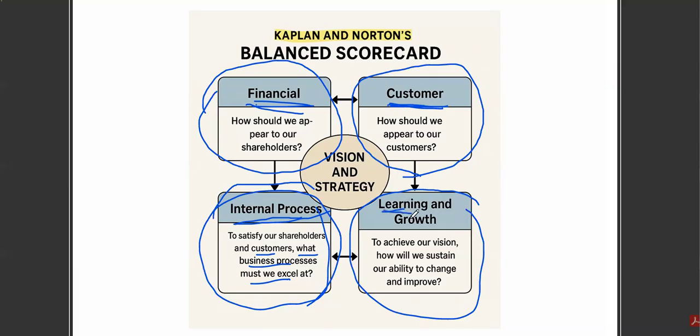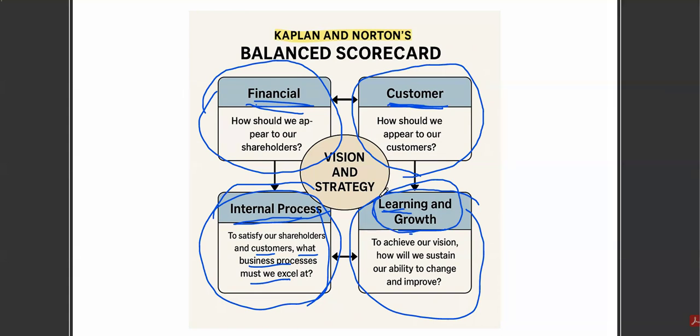So we also bring in the innovation perspective, and it is also connected with the growth of the company. So we bring in learning and growth, and this includes both the employee perspective as well as the innovation perspective. I repeat, learning and growth perspective includes a focus on human resources or human capital, as well as innovation capabilities of the business.